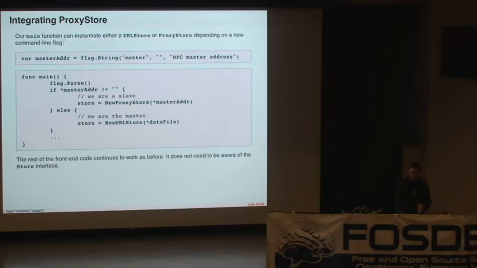And then in our main area, we can create a master address flag, -master, which is the address of the master RPC server. And if a master address is provided, it means that we must be a slave. If we're being told to connect to a master, this goto instance is a slave. So we instantiate a proxy store pointing to that master address. But if master address isn't supplied, then we must be the master. And so we create a URL store which reads and writes from this data file. But then the rest of our interface code behaves exactly as before.